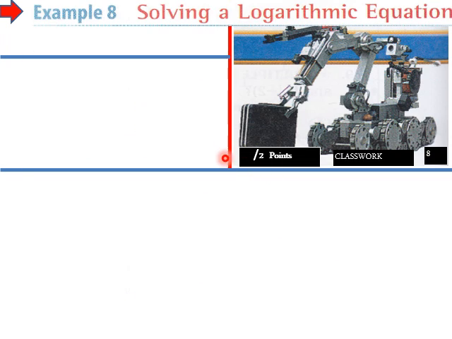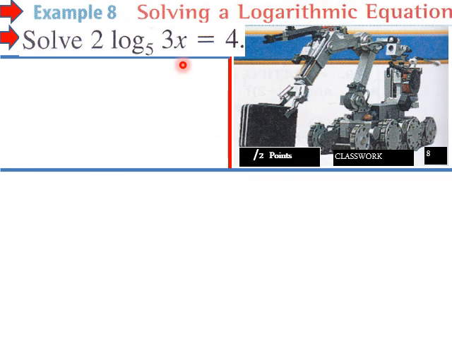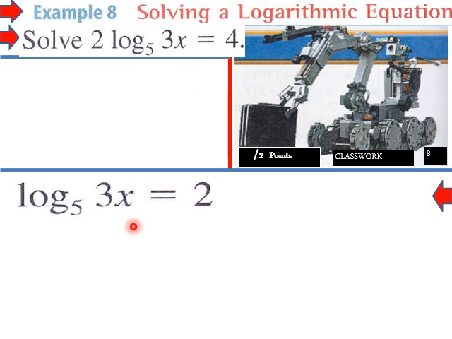Moving on, example 8, solving a logarithmic equation. Solve 2 times natural log base 5 of 3x equals 4. So natural log base 5 of 3x equals 2, so we divide through by 2.